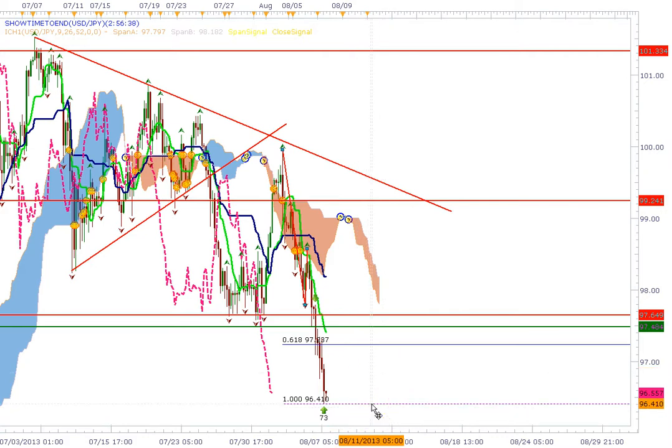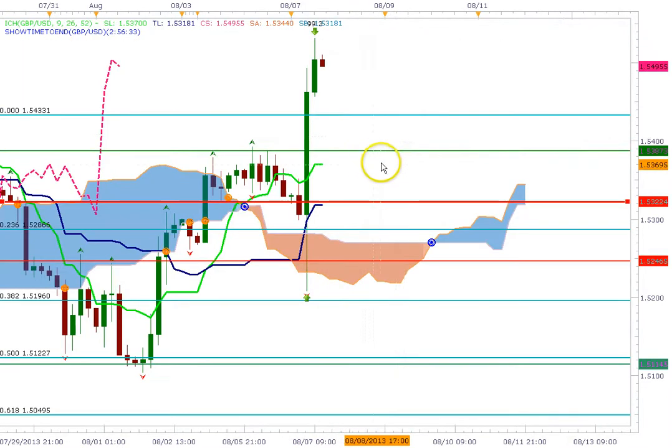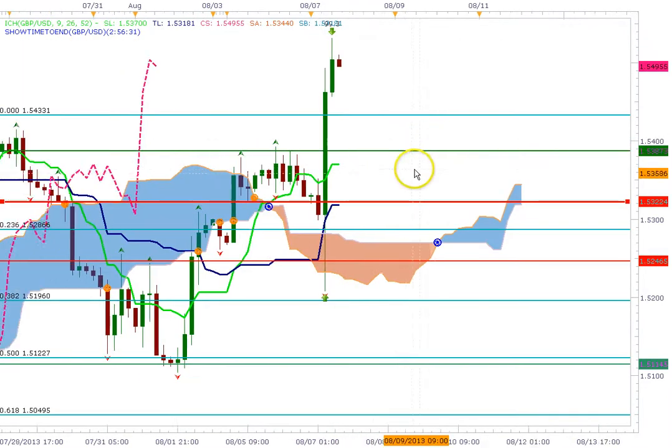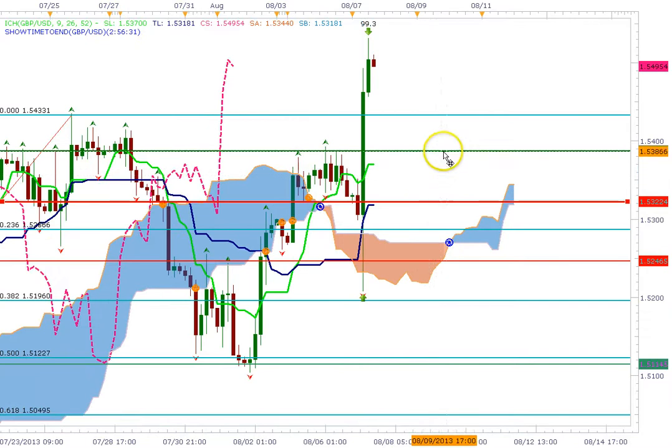All right, that's the dollar yen. We're going to go to the pound dollar. This was a trade I was in. That's why I didn't take that other trade that I told you about for the dollar Swiss franc.